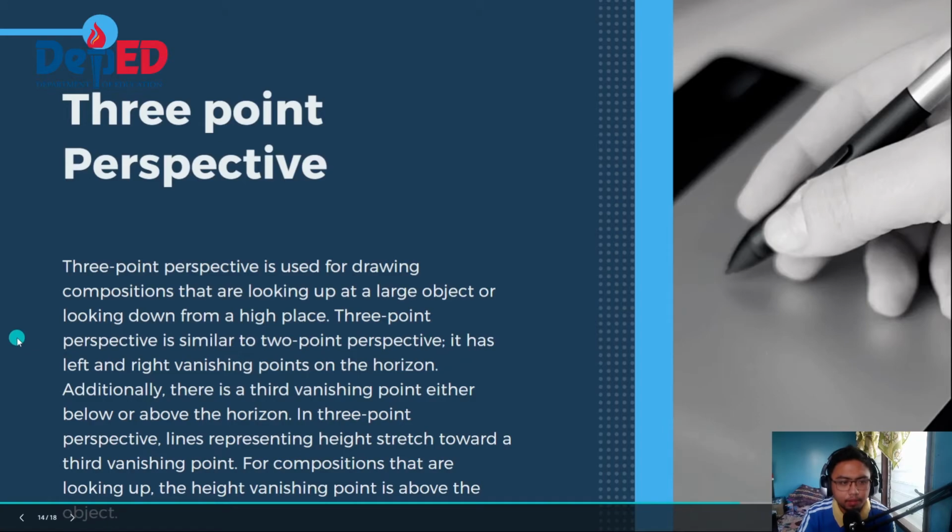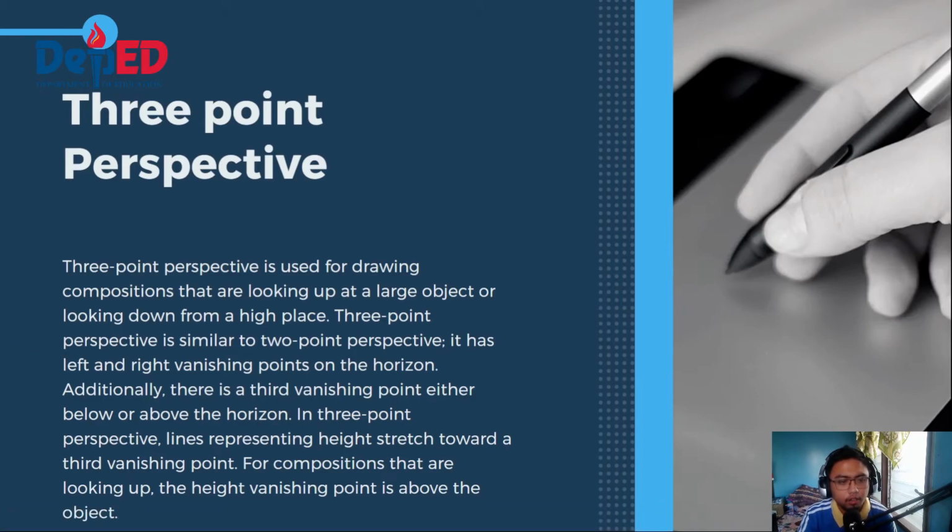And then we have three-point perspective. Three-point perspective is used for drawing compositions that are looking up at a larger object or looking down from a high place. So this could be used for the worm's eye view or the bird's eye view. Three-point perspective is similar to two-point perspective. It has left and right vanishing points on the horizon. Additionally, there is a third vanishing point either below or above the horizon. In three-point perspective, lines representing height stretch towards a third vanishing point.